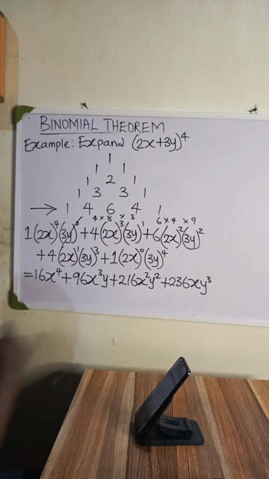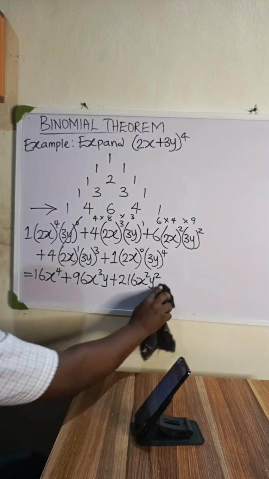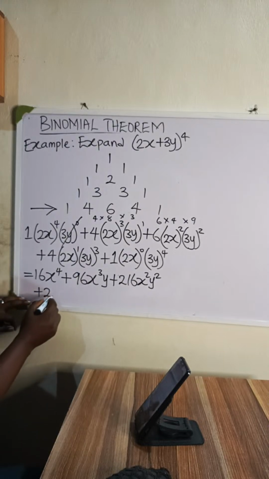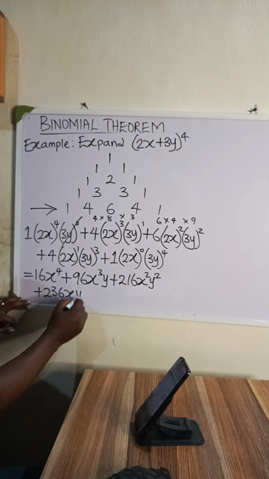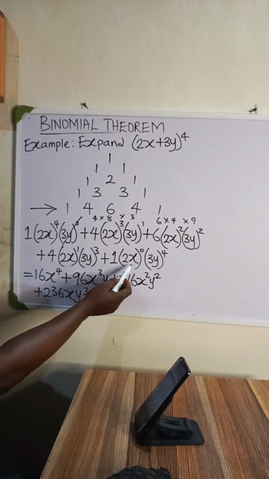Sorry, let me rewrite this. I think it has gone too far here. Let me rewrite it. So plus 236 x y to the power of 3. Okay. So we are done with this. So we go over here.